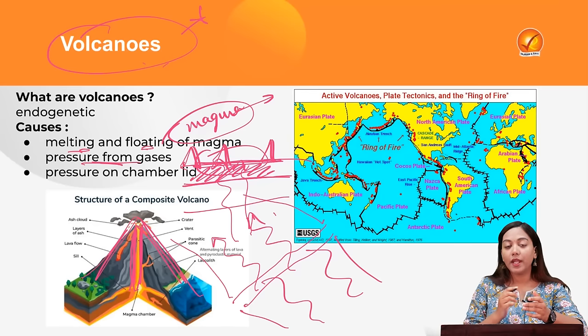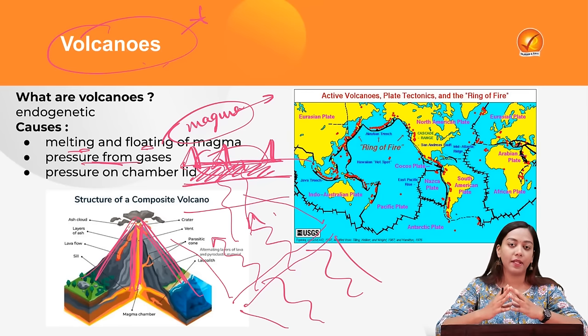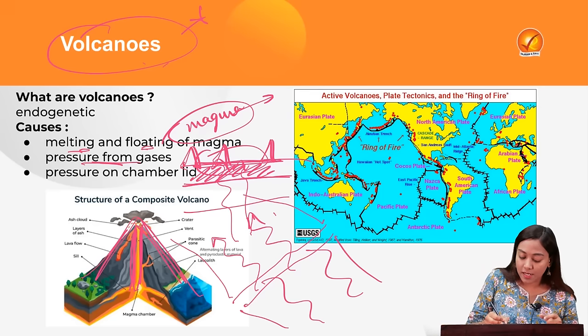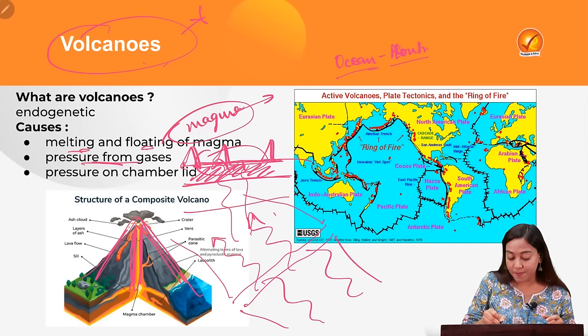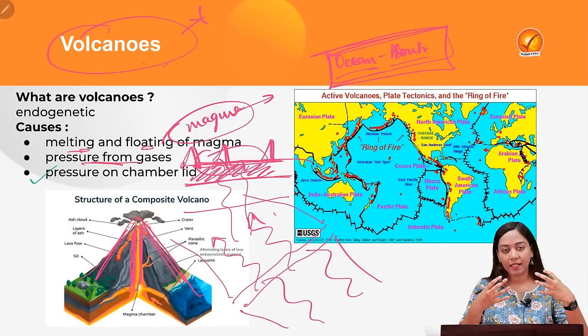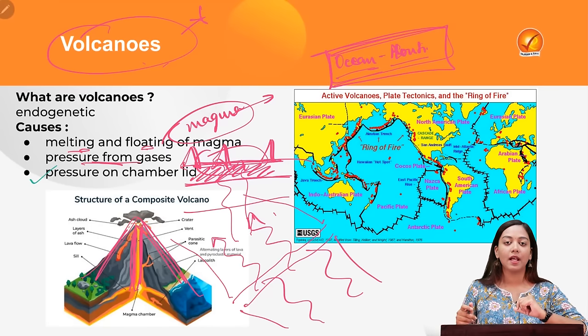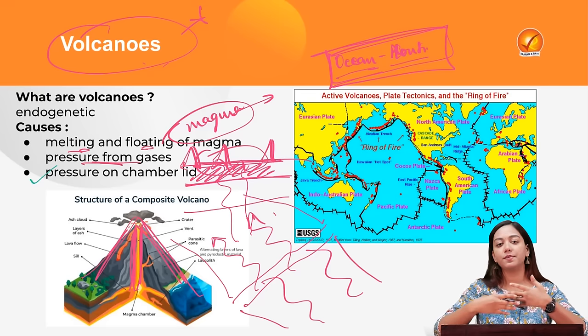Once it pushes up, wherever it finds weaker zones, for example, somewhere where plate tectonics is happening, at the plate boundaries, specifically in ocean-continent collisions, where oceanic plates and continental plates are colliding. Specifically in these regions, the magma tries to come outside, and because of the pressure that it gets from the chamber lid, it erupts rather intensively, with a very intensive push, and spreads out extensively.